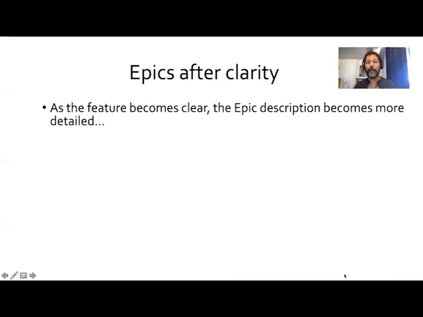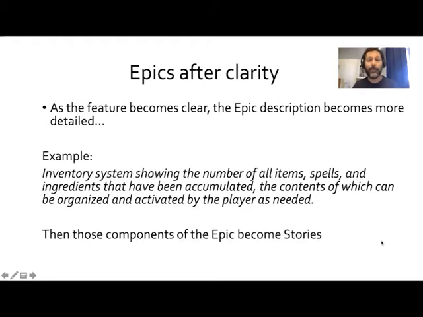So an epic, after the feature of an inventory system, once you have a better idea of it, you would refer to it as something like an inventory system showing the numbers of all items, spells, and ingredients that have been accumulated, the contents of which can be organized and activated by the player as needed. So these now become stories, right? Because what you're now doing is you're providing clarity for it, but it's also getting a lot more detail.